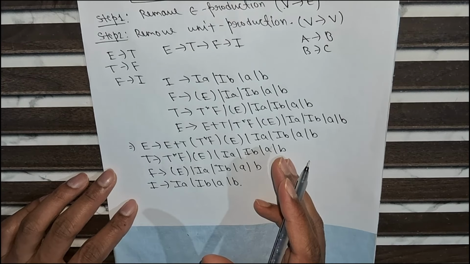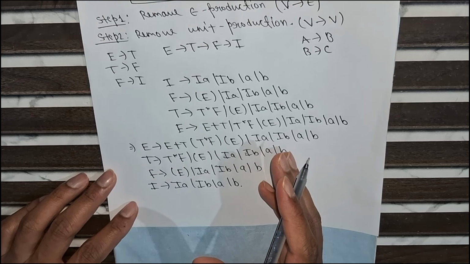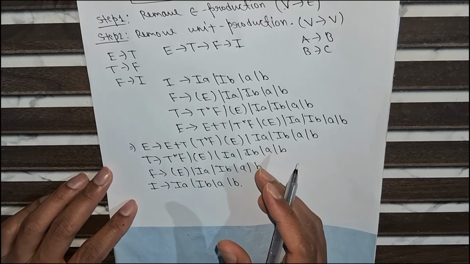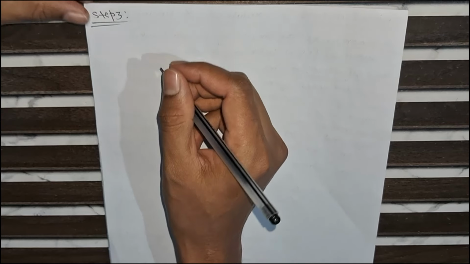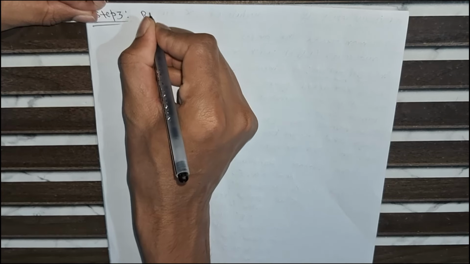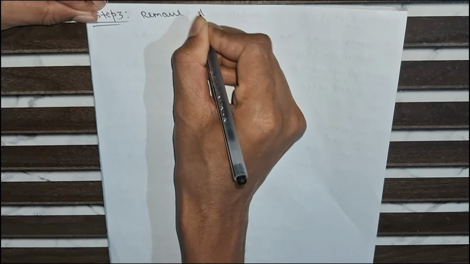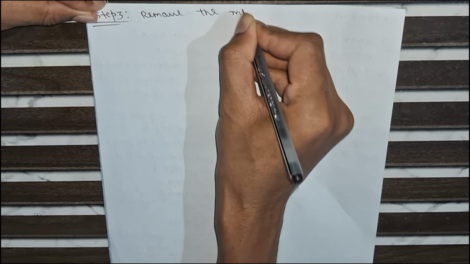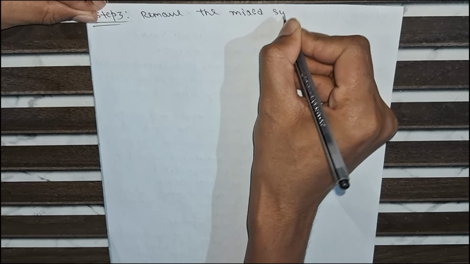Now we are moving to our step 3, which is to remove the mixed symbols. In step 3, we will remove the mixed symbols.